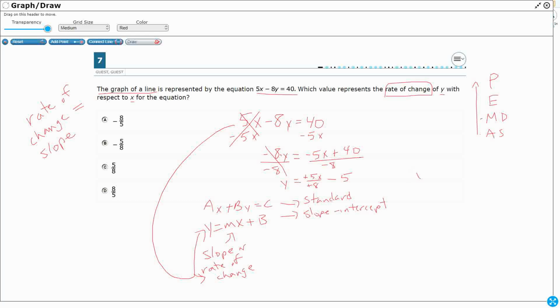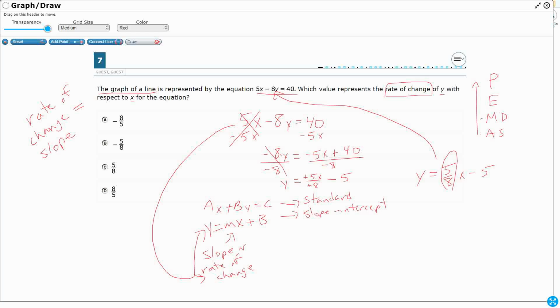So here's my final equation: y equals 5/8 x minus 5. That's the exact same as this right here. So what is the rate of change? Well, it's going to be my 5/8.